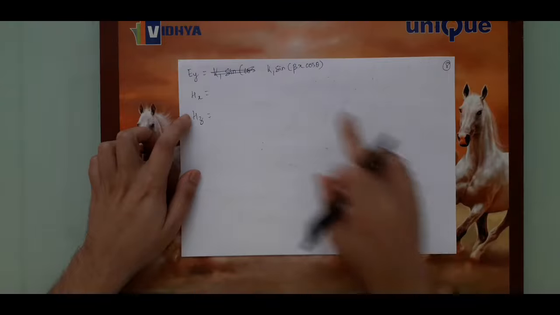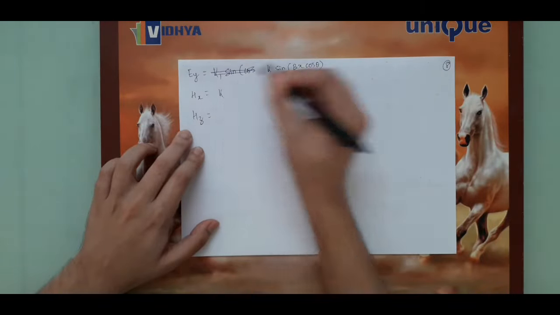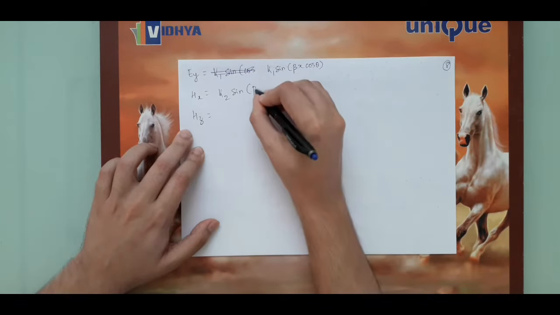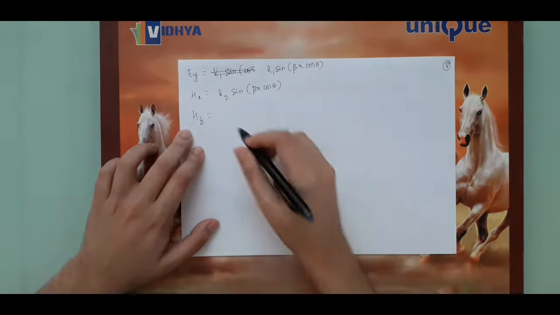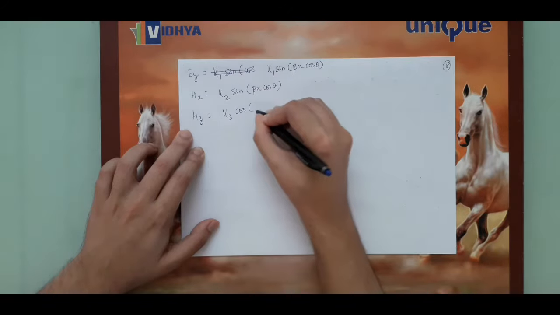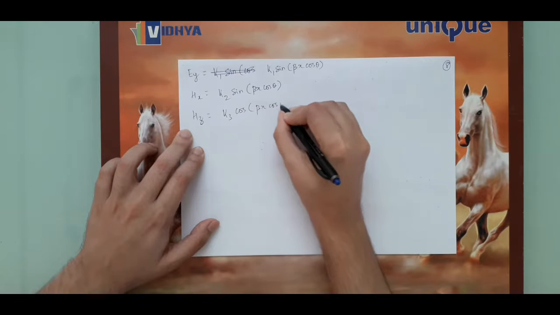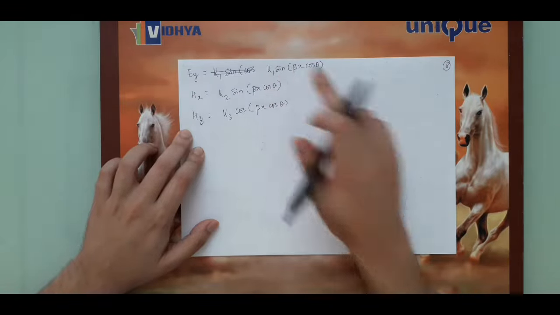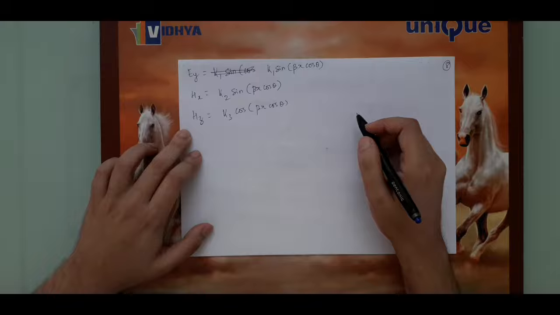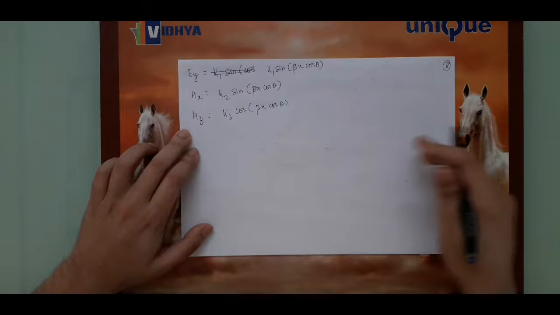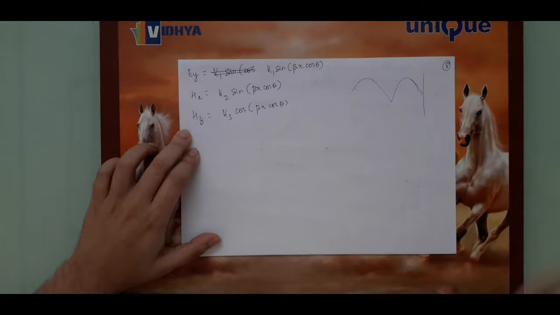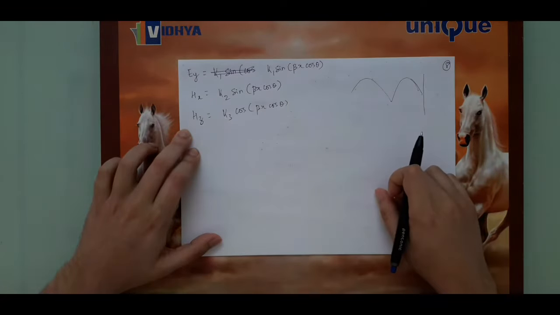So this is the way. Hx would be some K2 sine beta x cos theta, and Hz is K3 cos beta x cos theta. Remember that Hz is out of phase with Ey and also Hx. Again we had seen that some kind of a standing field pattern is created. So this is the surface for the Ey and Hx.